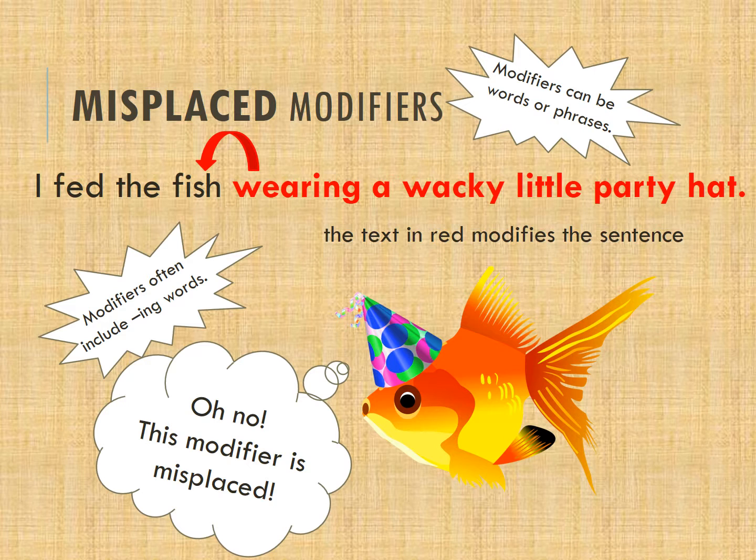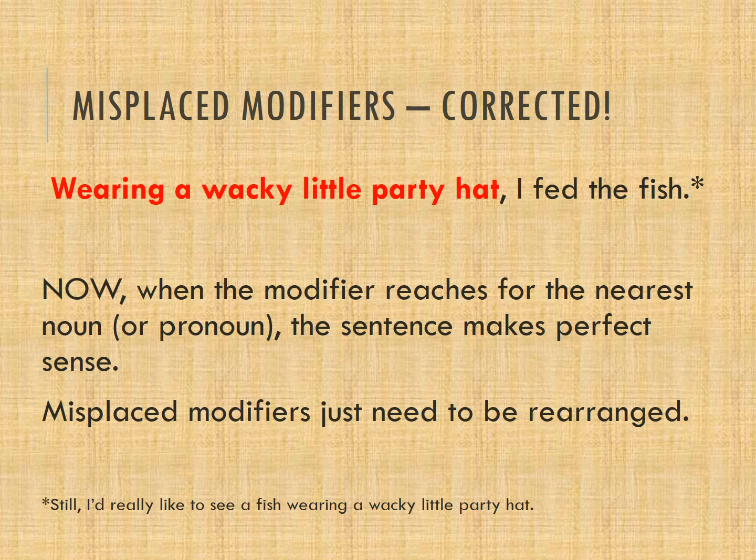How can we correct it? Here's the corrected version. Wearing a wacky little party hat, I fed the fish. Now, when the modifier reaches for its target, usually a noun, and in this case a pronoun, I, the sentence makes perfect sense. No more fish wearing party hats. Misplaced modifiers simply need to be rearranged in the sentence so the meaning is clear.